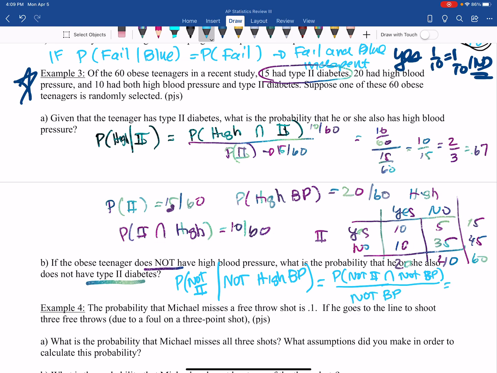All right, so let's look at our chart that we made. So let's look at those that do, which are no-nos, basically. No, which is 35 out of 60. There we go. And then how many do not have high blood pressure? And so if I look at those that do not have high blood pressure, which is 40 out of 60. There we go. And the answer then would be 35 out of 40. And yes, you could just go ahead and reduce that.